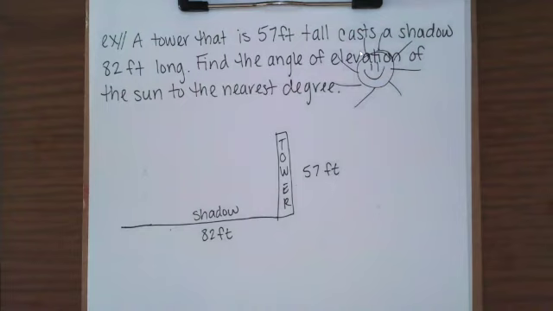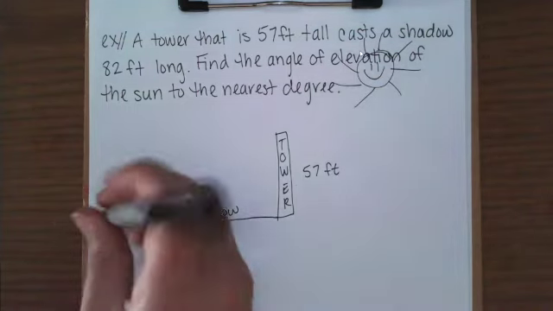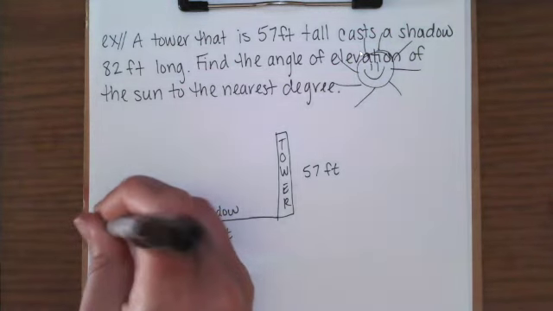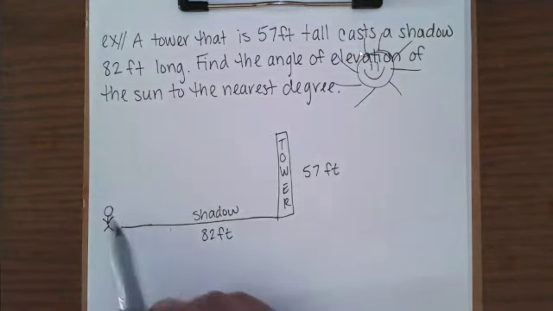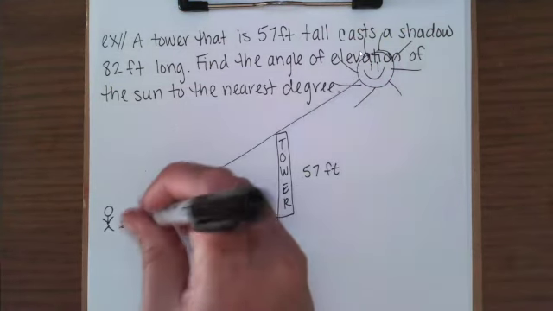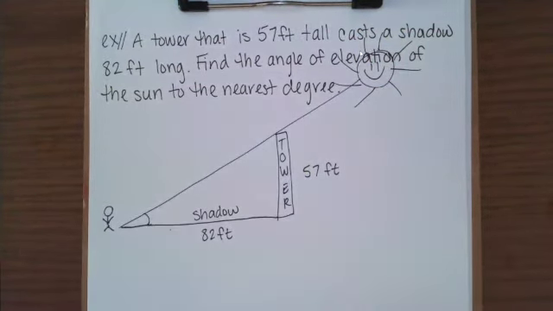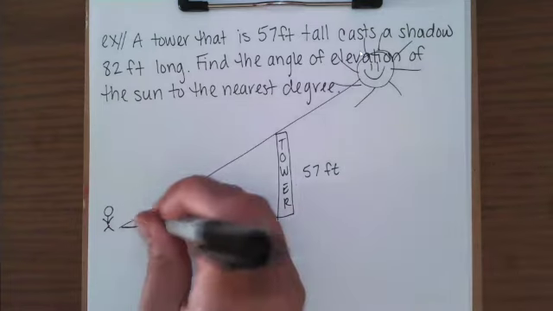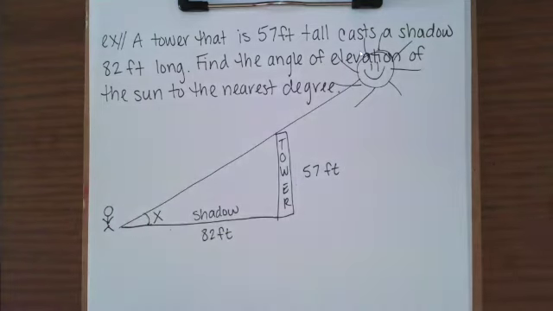Now, what is this asking us to find? The angle of elevation of the sun. What this is asking is if you were standing on the ground right here and you looked up at the sun, what angle does the sun make from the ground here? So angle of elevation means how high up is the sun in the sky, okay? So we're looking for this angle X.